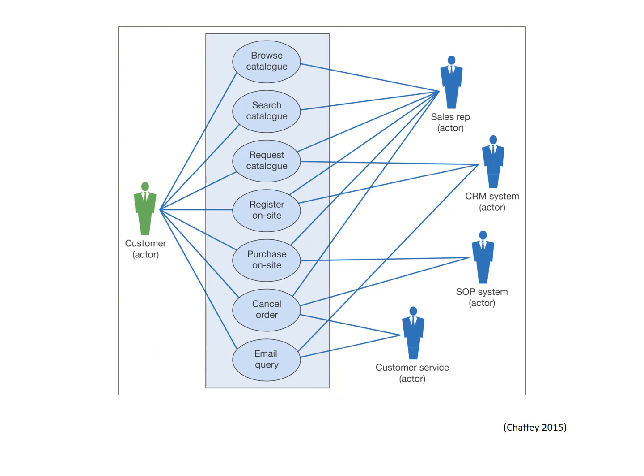Again, we have the customer here. So the customer will want different things and have different functions. To browse the catalog, they may want to search the different products, request a catalog. They may want to register on site. They might want to purchase from the site. They might want to cancel an order, or they may have an email inquiry, a query.